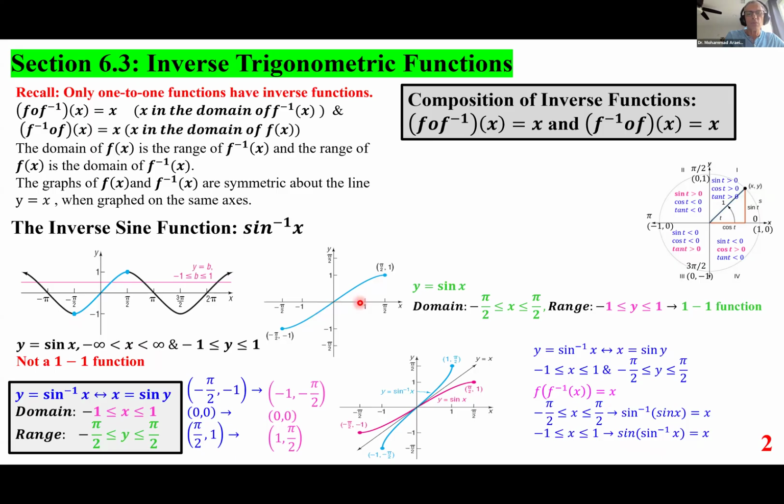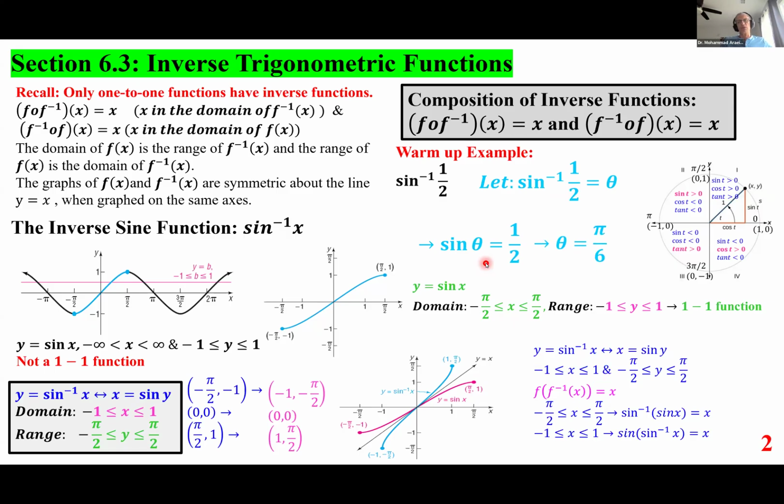The restriction of domain will create a one-to-one function and therefore has an inverse. As an example, we want to know what is sine inverse of 1/2. We let it be some variable alpha, beta, gamma, theta. It's your choice. By definition of inverse function, sine of theta must be 1/2. And as you know, sine theta equals 1/2 is a common arc. Theta equals pi over 6.